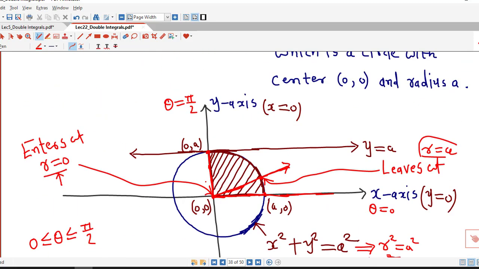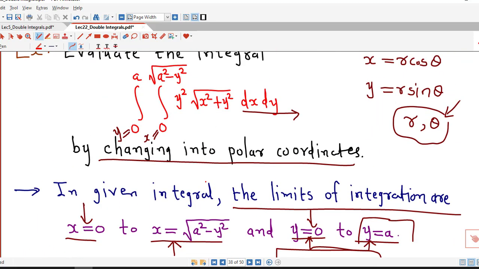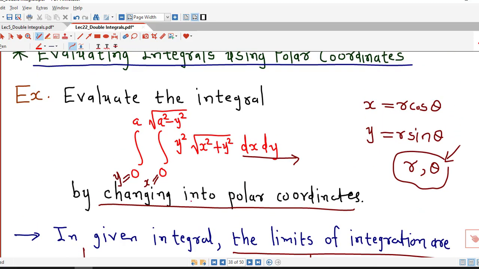So this is the value of the given integral after converting it into polar coordinates. We can observe that this is a very helpful method for evaluating this type of integral. If we are asked to evaluate this integral and it is not specified to change into polar coordinates, then also it is better to convert this integral into a polar integral and then evaluate.